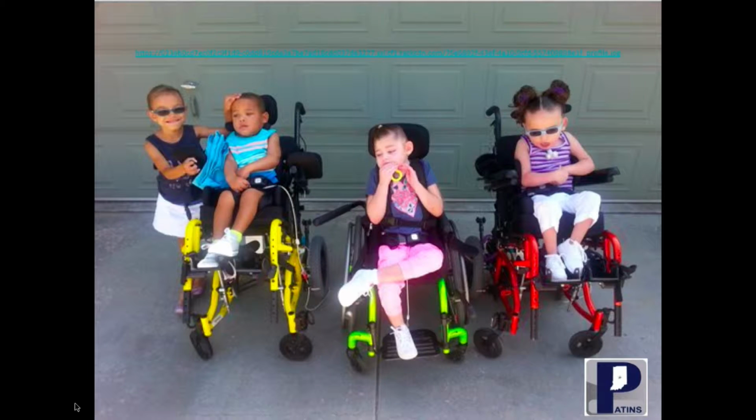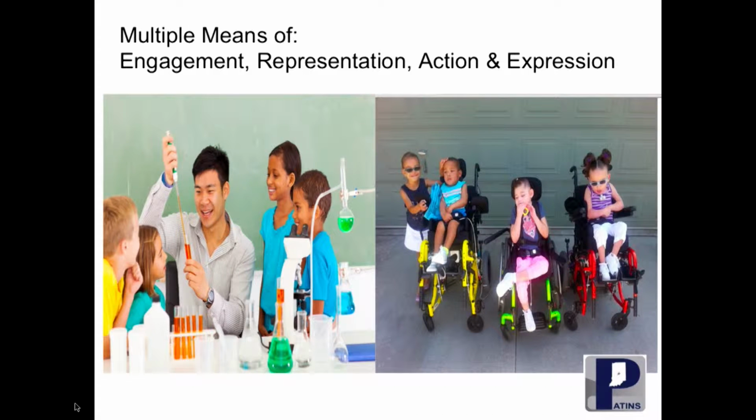Okay, here are some students that we would often typically think would not be able to participate in a general ed curriculum. They're rather physically handicapped and requiring specialized equipment. In my view, in both of these pictures, they are as equally engaged in both sets of pictures. So when we're talking about universal design for learning, we really are talking about multiple means of engagement, representation, action, and expression.